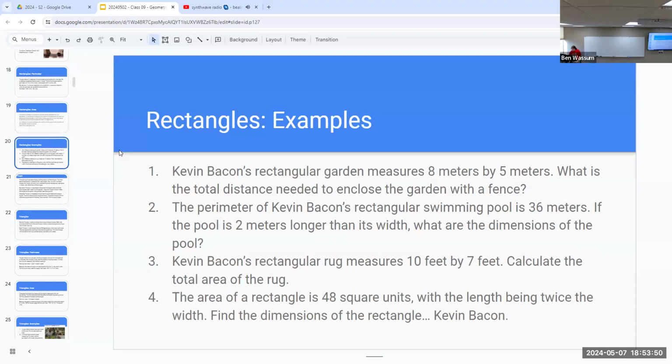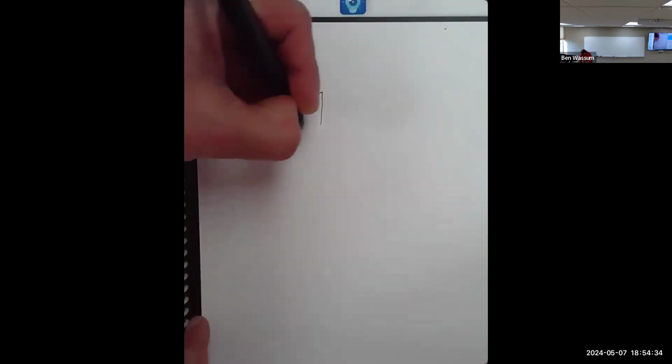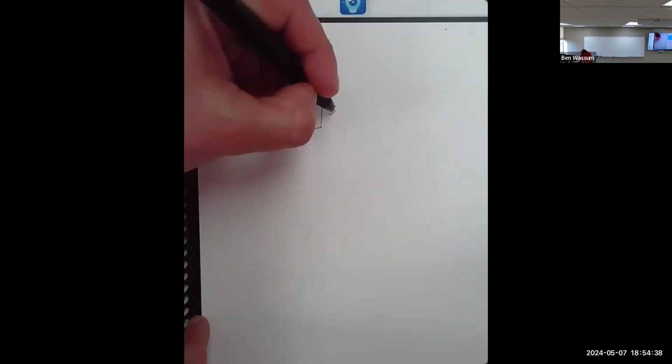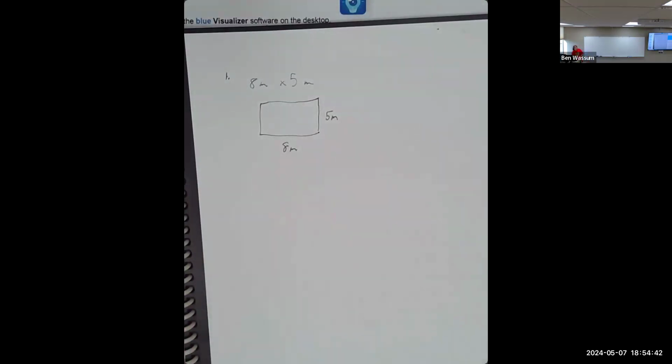Okay. Examples. Kevin Bacon's rectangular garden measures 8 meters by 5 meters. What is the total distance needed to enclose the garden with a fence? That would be perimeter, right? We're enclosing this. You have some shape, rectangle, yay for rectangles, look at that rectangle, isn't that beautiful? There it is, it's a beautiful garden. Let's find the perimeter and let's find the area too while we're at it, why not?